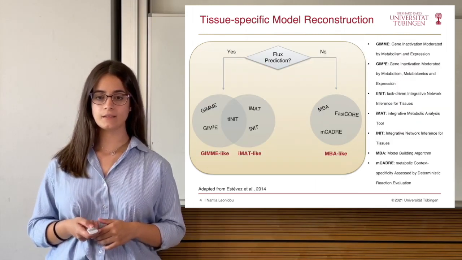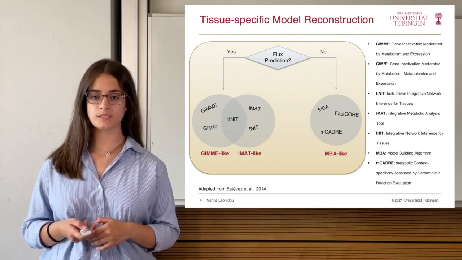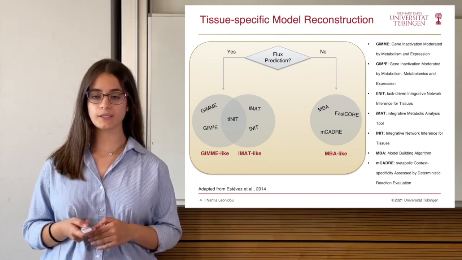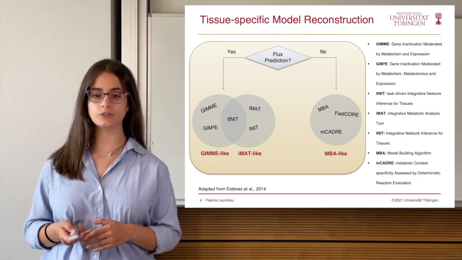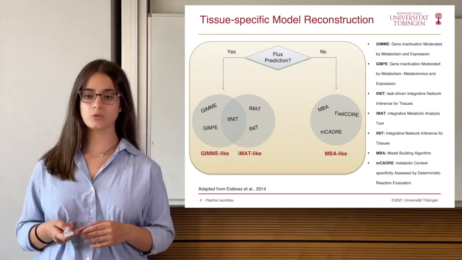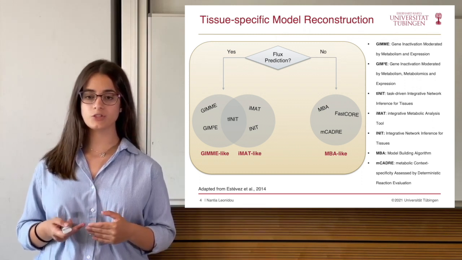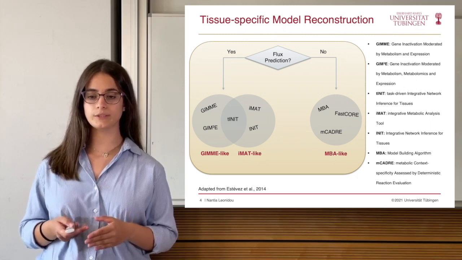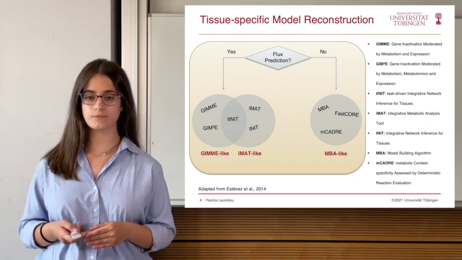During the last decade, several algorithms have been published aiming at the reconstruction of tissue-specific models from generic metabolic networks. Depending on whether flux distributions are predicted or not, these tools can be distinguished in two classes, as shown here. Our main goal was to reconstruct a tissue-related model and not only predict fluxes. Thus, we focused on the MBA-like approaches.